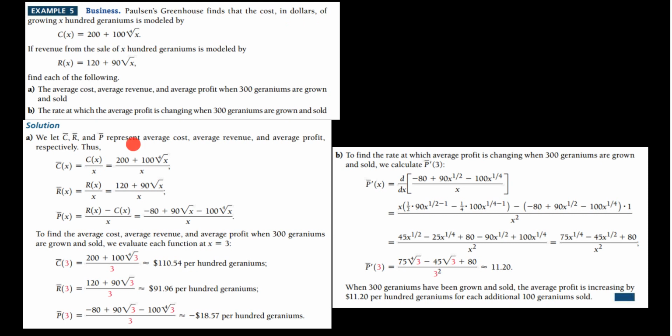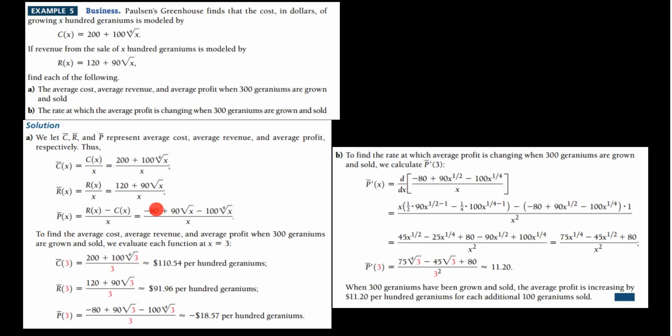Again, this is intro to college algebra stuff right here. All we're doing is plugging in 300. You just put it into your calculator and you get it. So you plug in 3, again, X is in hundreds. The cost to produce 300 geraniums is $110 per geranium. The revenue of selling these is $91.